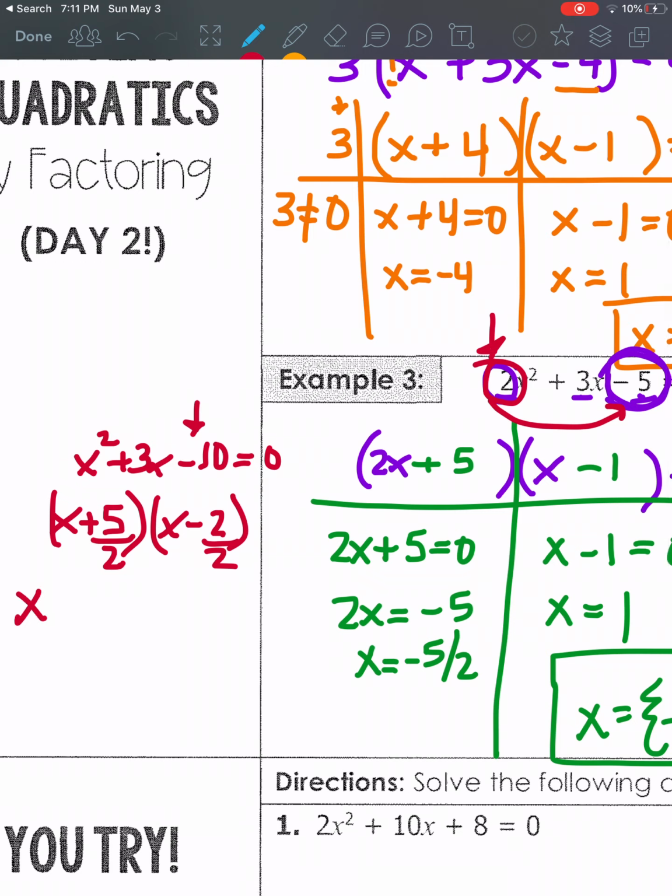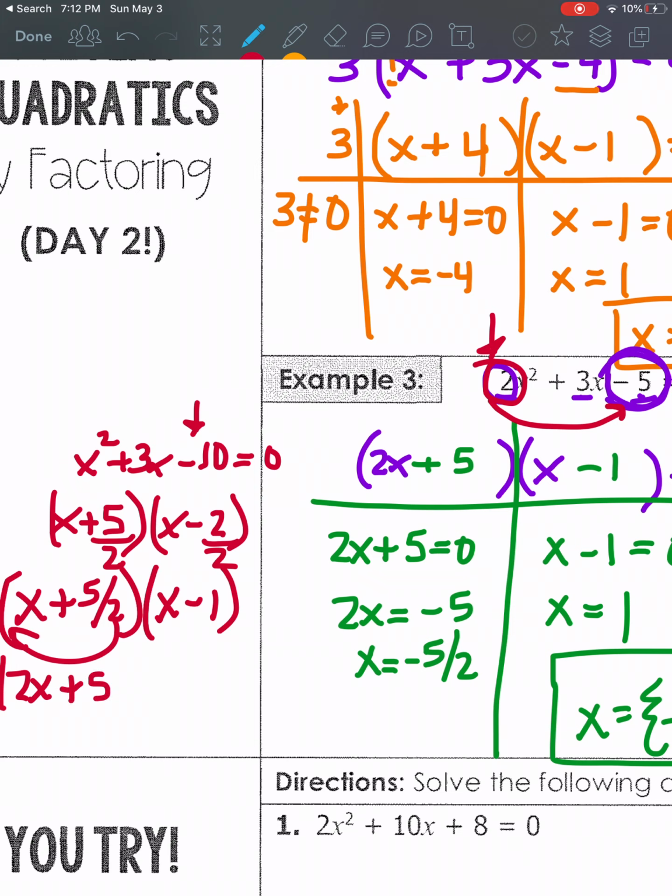So 5 over 2 we can't simplify, so that would stay. And then 2 divided by 2 is 1, so x minus 1. And then we would slide this back in front. So 2x plus 5 and x minus 1 set equal to 0. If you notice, that is exactly what I got over here when I did my guess and check method. So if we set both of them equal to 0 and then solved for x, we would still get x is negative 5 halves and x is positive 1.